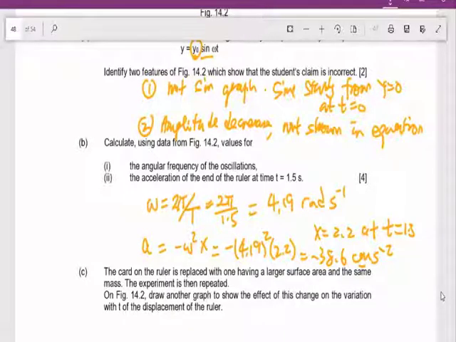Okay, now next part, the cut is now replaced with one having a large surface area. Now, the cut here is actually trying to increase the air resistance. So if we have a larger surface area, it means that the air resistance becomes larger. So you actually expect the damping to be larger. When the damping is larger, you are asked to draw another graph to show the effect.